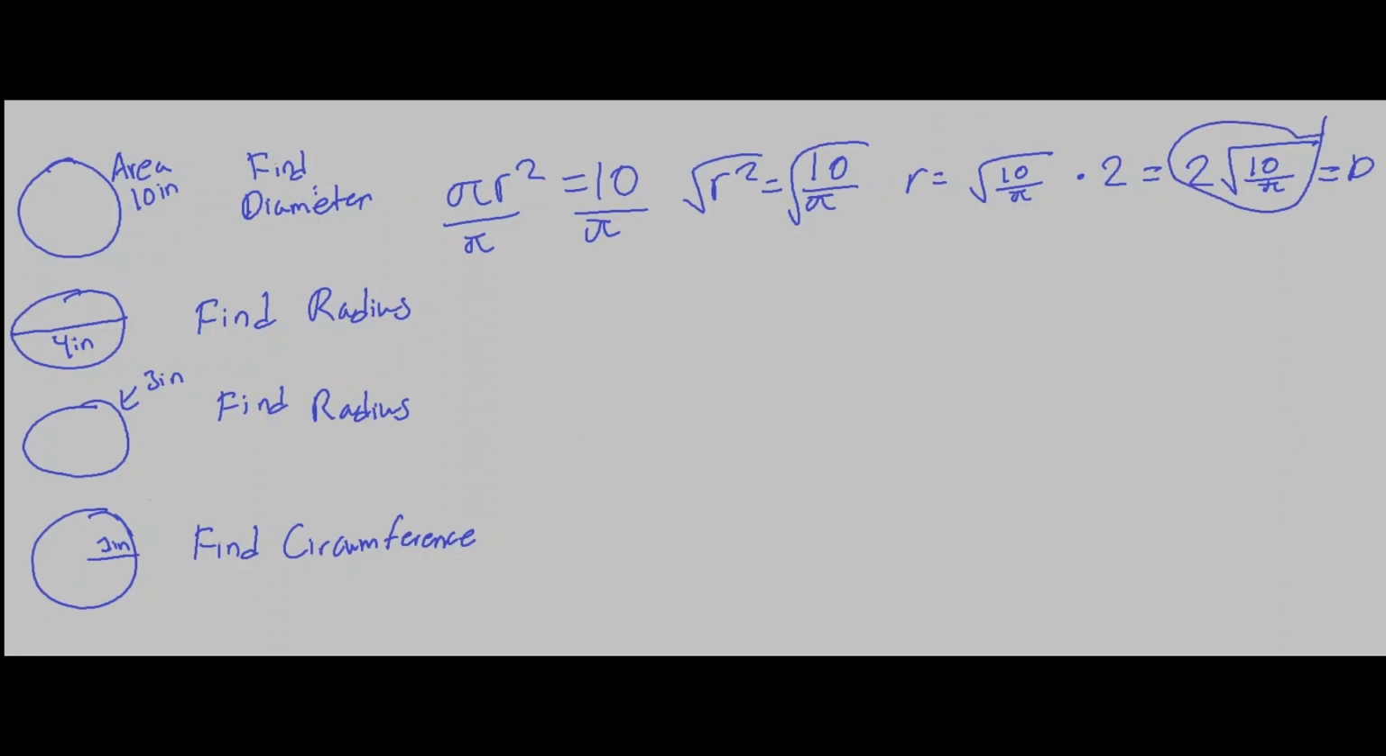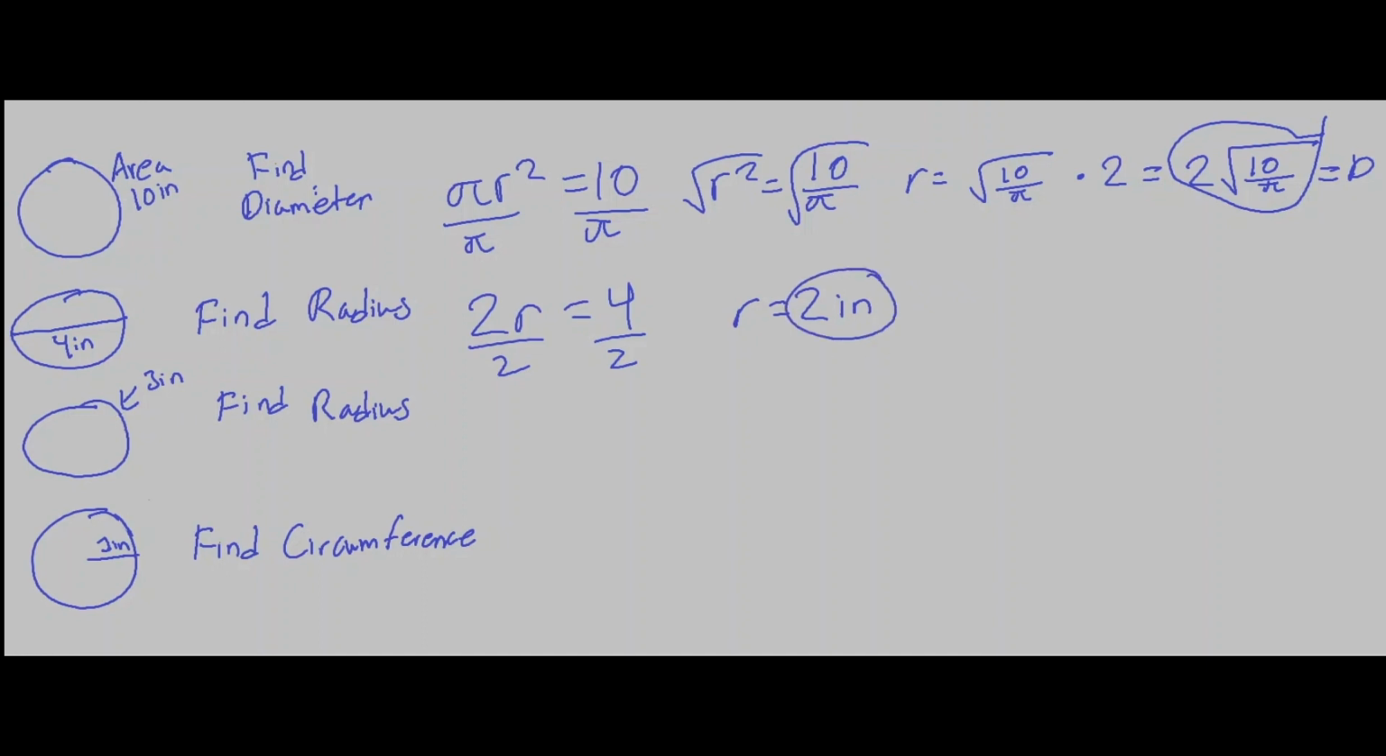For the second question, we get that the diameter of the circle is 4 inches, and we need to find the radius. We know that the diameter of the circle is just 2r. So if we set it equal to 4 inches, we could just divide by 2 on both sides, and we're left with r, which is equal to 2 inches. So the radius of this circle is just 2 inches.